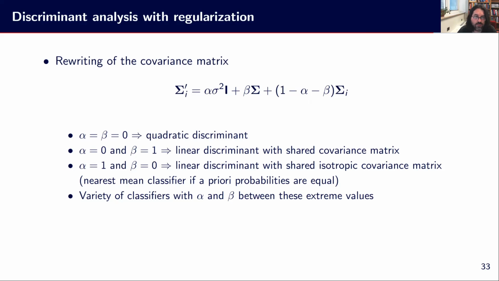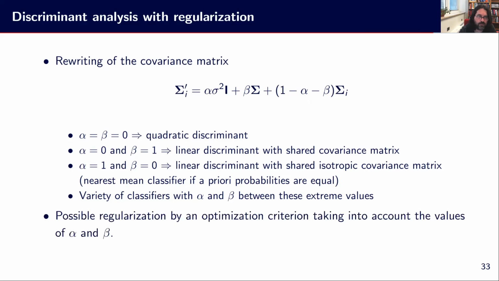So that can be seen as a way to regularize the model. Having non-zero values for alpha and beta gets us a simpler model compared to the basic one with individual covariance matrices over all classes. So we can take into account in our optimization the fact that we can regularize the model by adjusting the alpha and the beta.